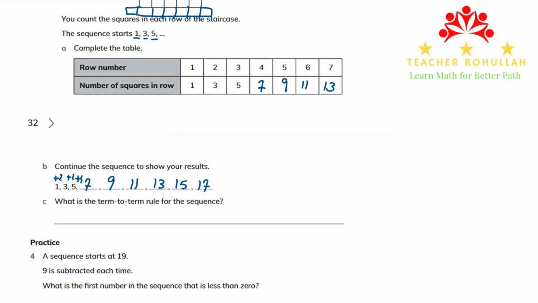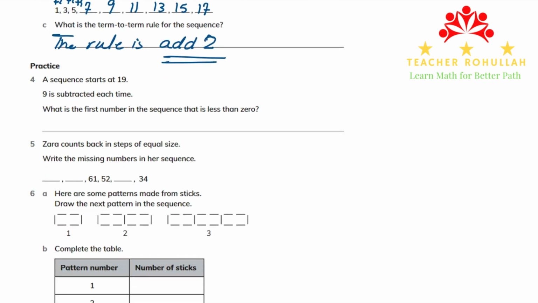What is the term-to-term rule? Here in part C it says, what is the term-to-term rule for this sequence? So the rule is add 2. If we add 2 each time to the sequence, we get the next number. Well, we are done with question 3. Let me scroll down to move to question number 4.